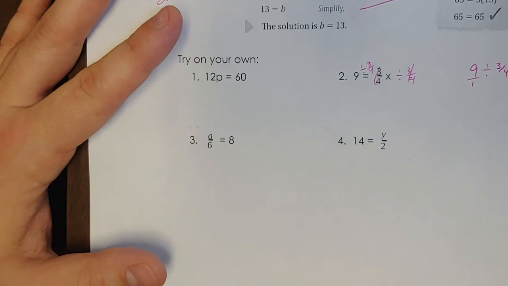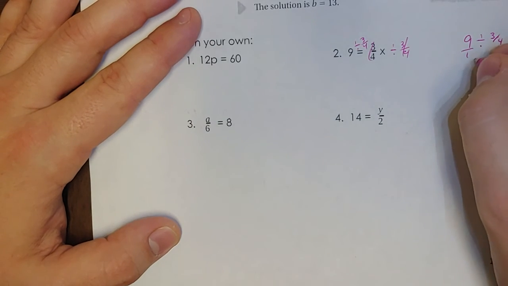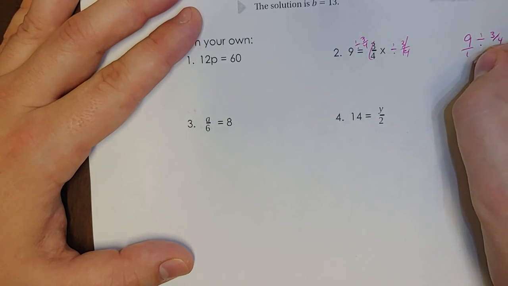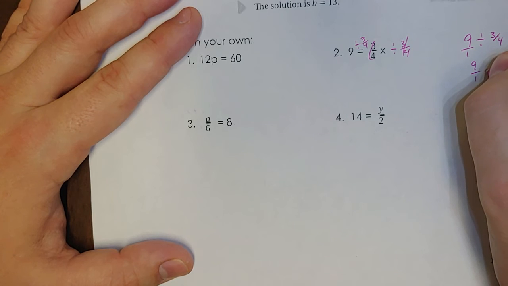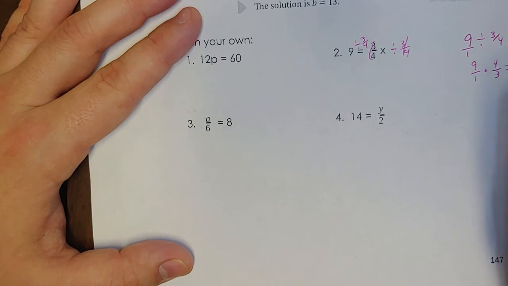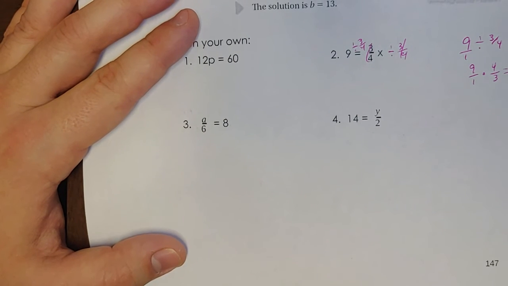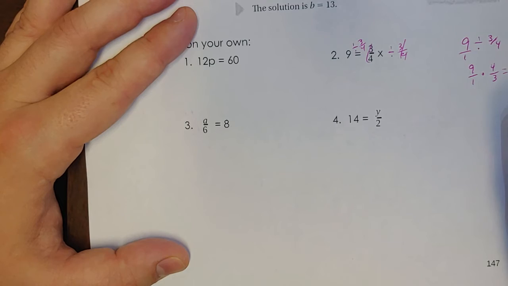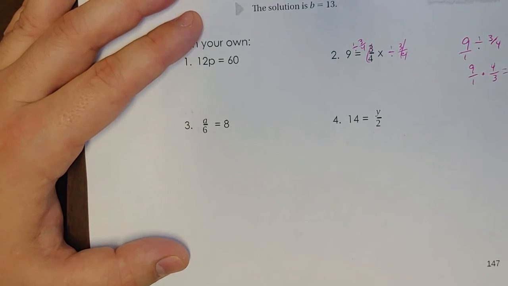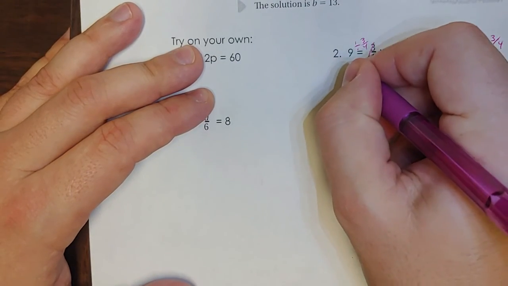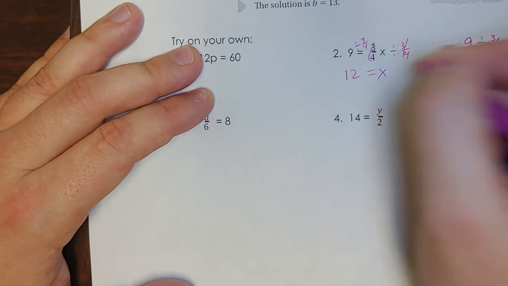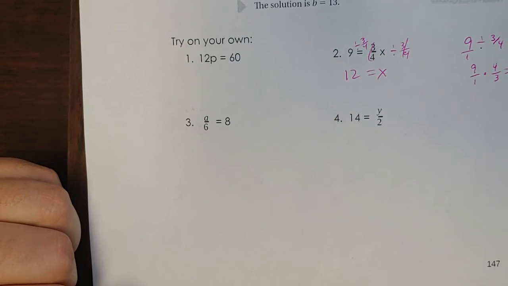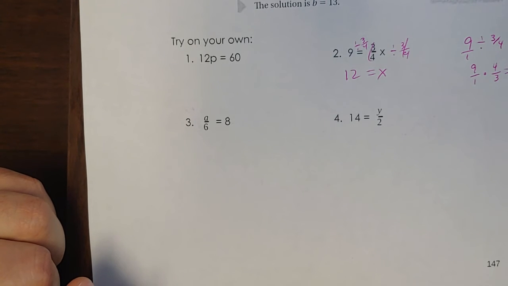So now I'm going to have to remember how to divide fractions. Put that over 1, and we're going to keep, change, flip. So 9 times 4 is what? 36. You're close. So 36 over 3. That can be reduced down to 12. These canceled out, so x equals 12.